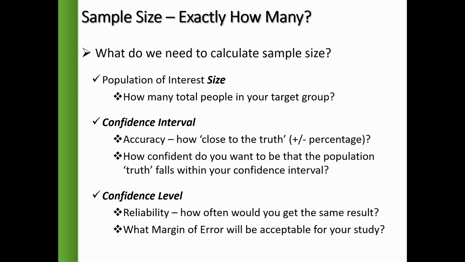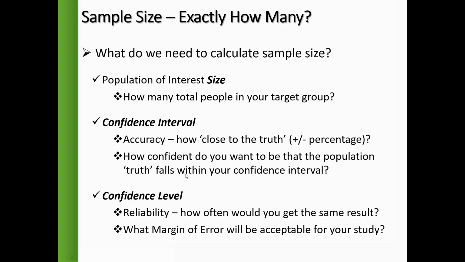So how many should we ask? What do we need to calculate sample size? So we need to know the size of the population of interest. How many total people are in your target group? Confidence interval. Accuracy. How close to the truth? It is a plus or minus percentage. How confident do you want to be that the population truth falls within your confidence interval? So do you want your data accurate plus or minus 5% or plus or minus 10%?